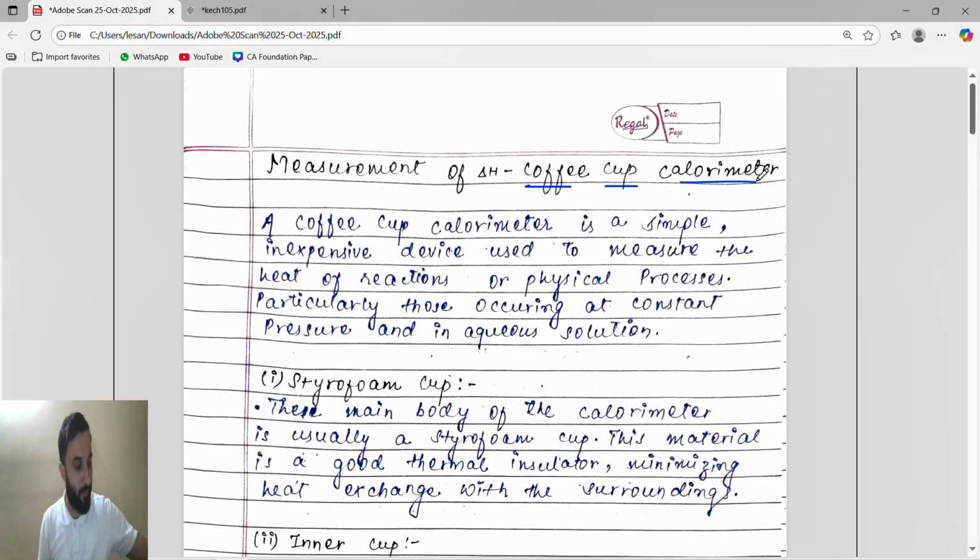Also, in the last class we saw how the bomb calorimeter works and what function every part has in the bomb calorimeter. We saw the bomb, the sample, the water, then the insulator, the stirrer, and the thermometer. We saw the function of every part and how the whole bomb calorimeter works. So now here also we are going to see the functions of each and every part of the coffee cup calorimeter, and then we will see the working of the coffee cup calorimeter.